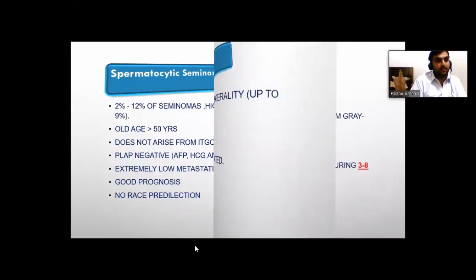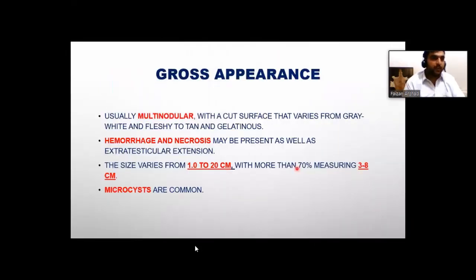Gross appearance: usually multinodular, with a cut surface that varies from gray, white, and fleshy to tan and gelatinous. Hemorrhage and necrosis may be present, as well as extratesticular extension. The size varies from 1 to 20 centimeters, with more than 70% measuring 3 to 8 centimeters. Microcysts are common.